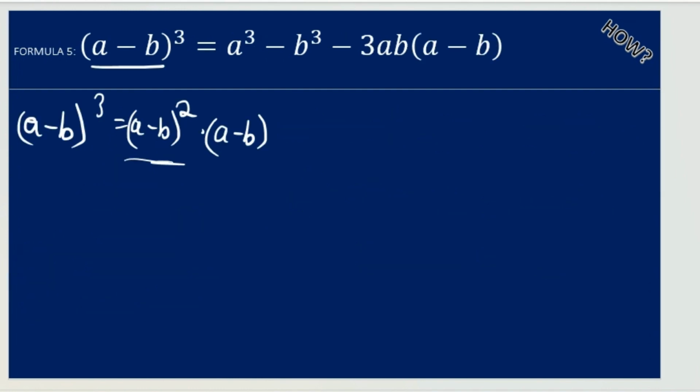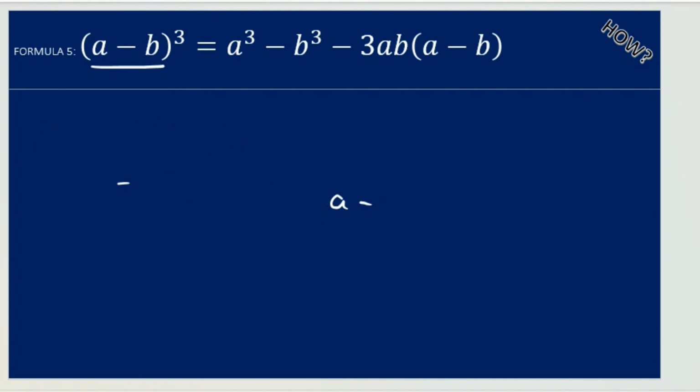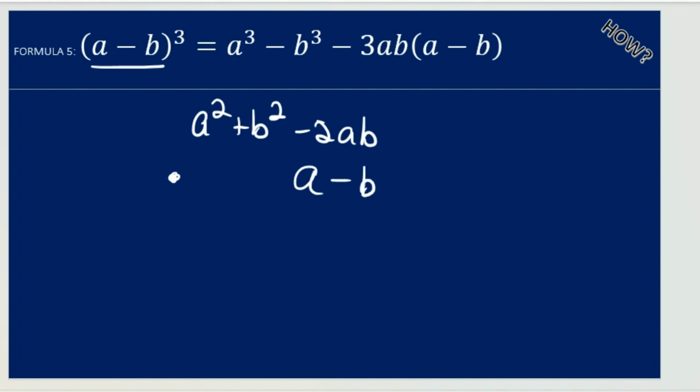So now let's substitute. A minus b, sorry about that, guys. I meant to say a square plus b square minus 2ab. Okay, now times a minus b. So now let's actually multiply. So it's going to be a squared plus b squared minus 2ab times a minus b.